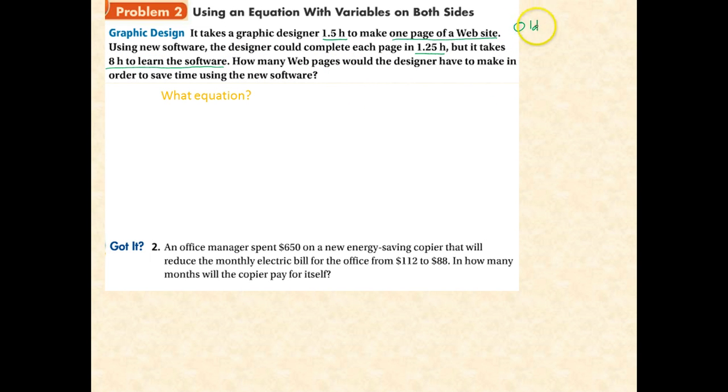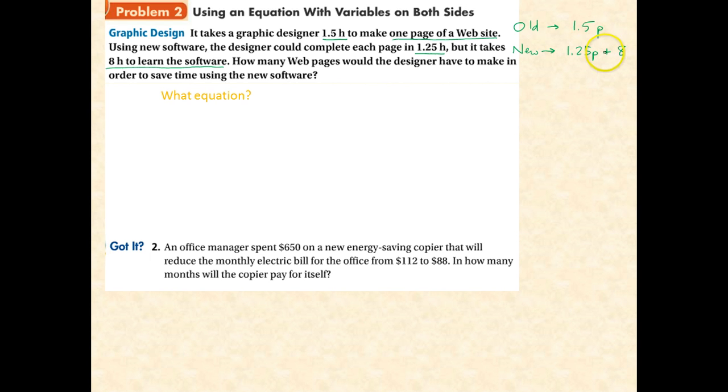So the old way was 1.5 hours times the number of web pages. Let's let P equal the number of web pages. The new way would be 1.25 hours times the number of web pages you make plus 8 hours to learn.